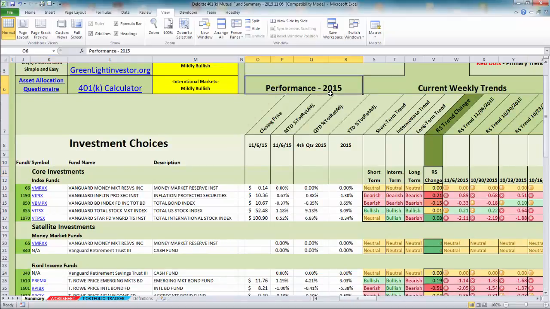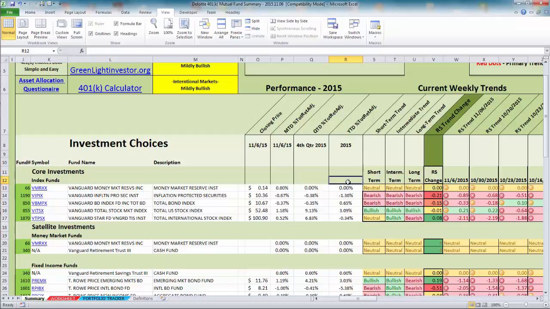In the center section, we update the performance for each of these funds each week. In this column, O will highlight the closing price for the week. Next to that, we'll highlight the month-to-date return. Next to that, we'll have the quarter-to-date return. And finally, we'll have the year-to-date return, down column R.